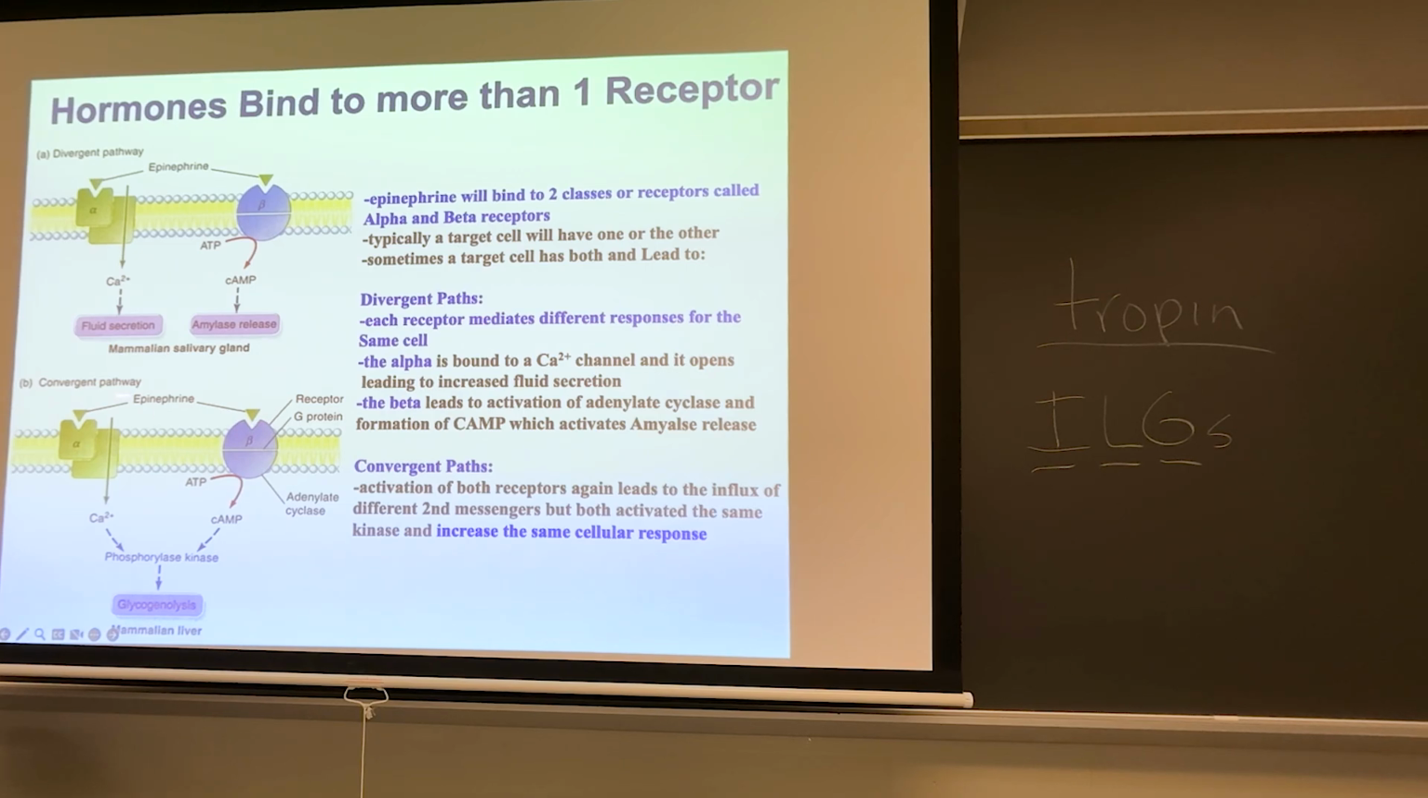Convergent means by binding both, they both converge on the same process and cause triple the effect, right? And so both second messengers, calcium and cyclic AMP here, activate the same enzyme, which causes the breakdown of glycogen. So you release lots of sugar, not just a little bit. And that's called a convergent pathway.